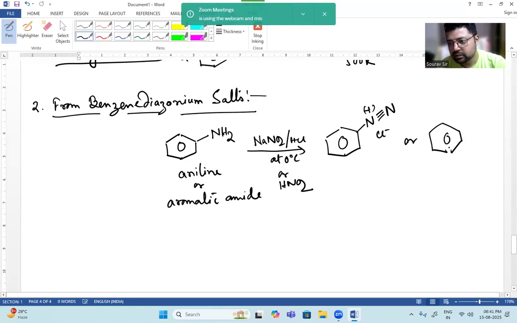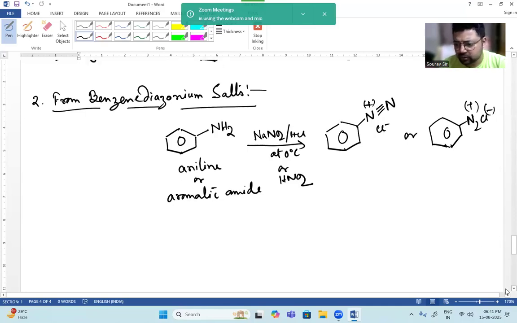It is generally represented as N2 plus Cl minus, and it looks like this. This nitrogen, which is between the outer nitrogen and the benzene ring, has the positive charge. So this is the reaction.